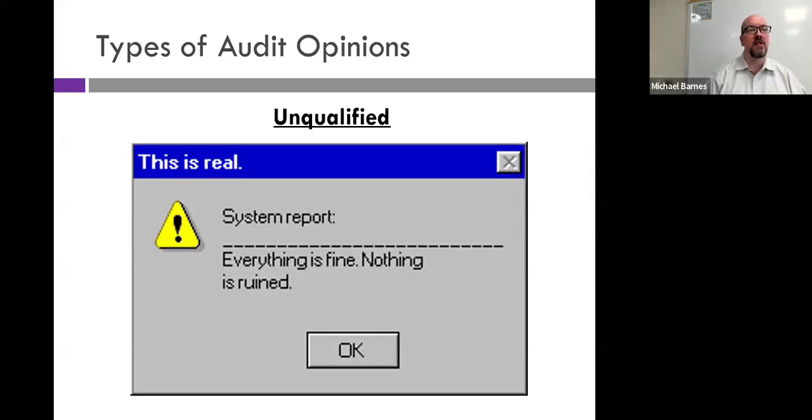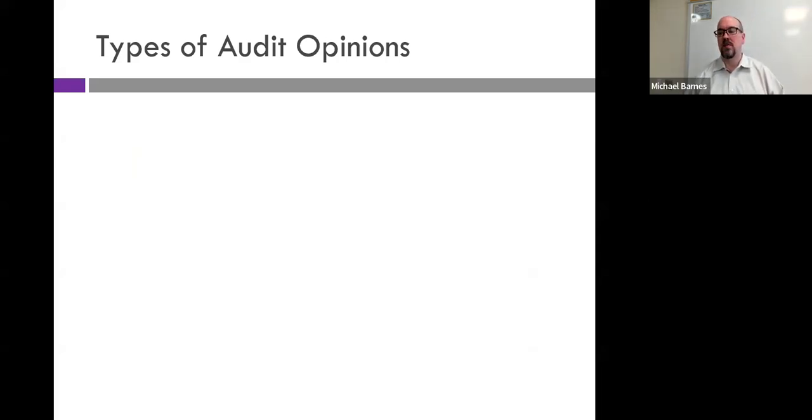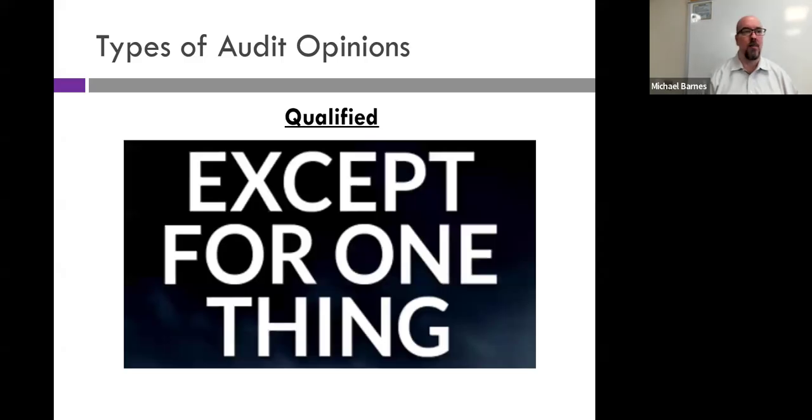Now, what happens if there is a problem? What happens if there's a material problem and we can't get the client to fix it? We've got a couple of different options. There are actually like 3 different options. So let's talk about the ones that are least severe. The first possibility is a qualified opinion.